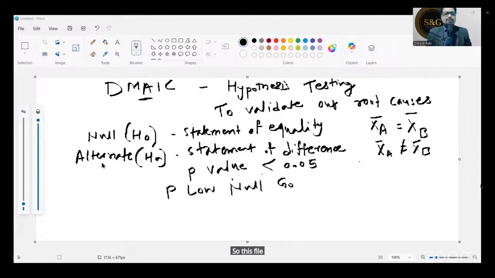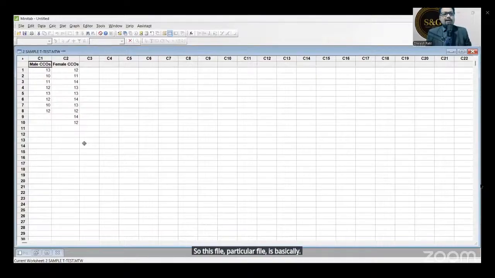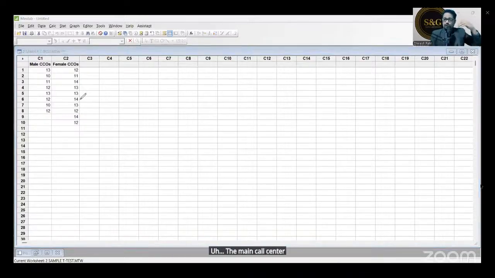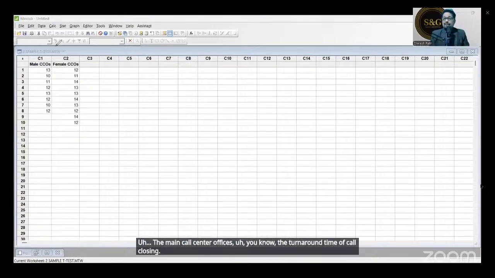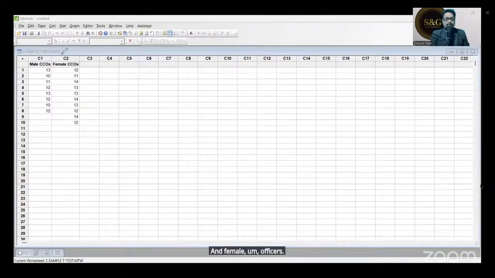So this particular file is basically, meanwhile, just see this file. There is one column called male CCOs and a second column called female CCOs. Now CCO stands for call center officers. So they want to check whether there is any difference between the male call center officers' turnaround time of call closing and the female officers' call closing turnaround time. What is this number? It is in minutes. So the first male employee has resolved the query of the customer in 13 minutes. The next one is 10 minutes, 11 minutes, 12 minutes, etc.